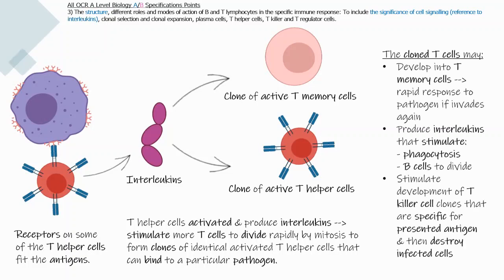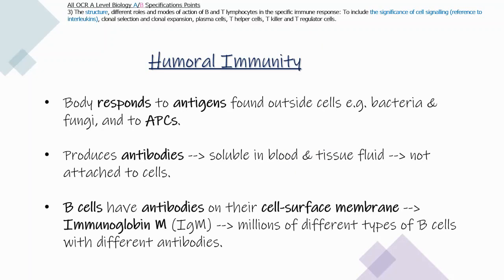So the cloned T cells are involved in a variety of different things. So they can develop into T memory cells, as I said. They produce interleukins, which stimulate phagocytosis and B cells to divide. And they can also stimulate development of T killer cells, which we know are involved in destroying infected cells and pathogens. So humoral immunity involves the body responding to antigens found on the outside of cells and then producing antibodies, which are soluble in blood and tissue fluid, and antibodies aren't attached to cells. So B cells have antibodies on their cell surface membrane, so for example immunoglobulin M, and there are millions of different types of B cells with different antibodies.